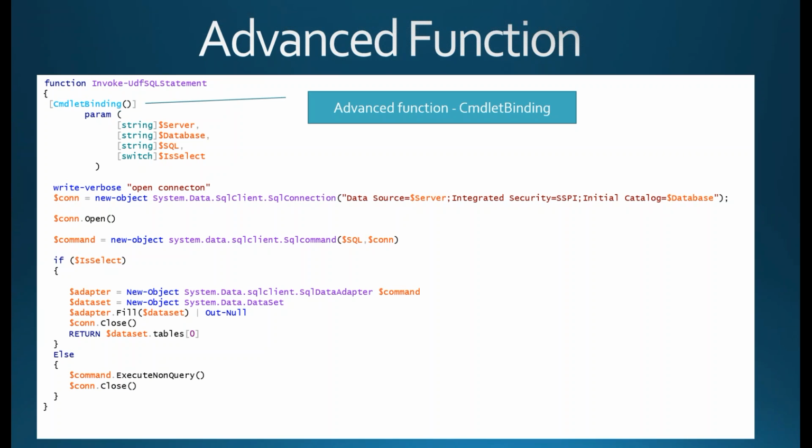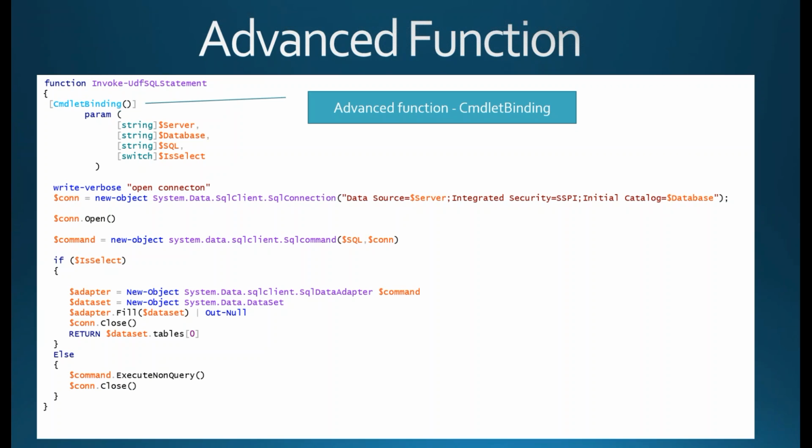Now, without cmdletbinding, typically you would just put the open parentheses after the name of the function, and then just put your parameter variables in place, and you'd be done. So it's a little different. You actually do an open brace, and then cmdletbinding, and then all the related attributes for cmdletbinding that go with it. That's really all there is to activating cmdletbinding.